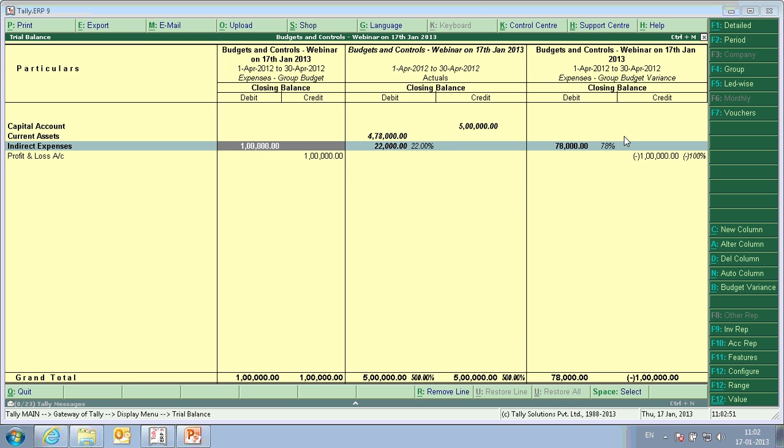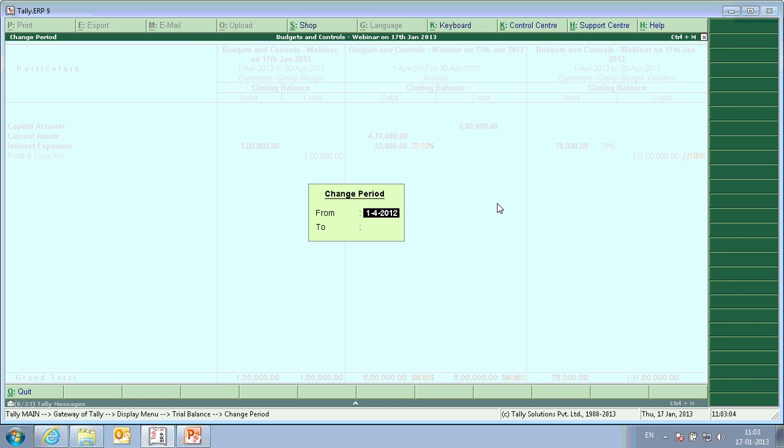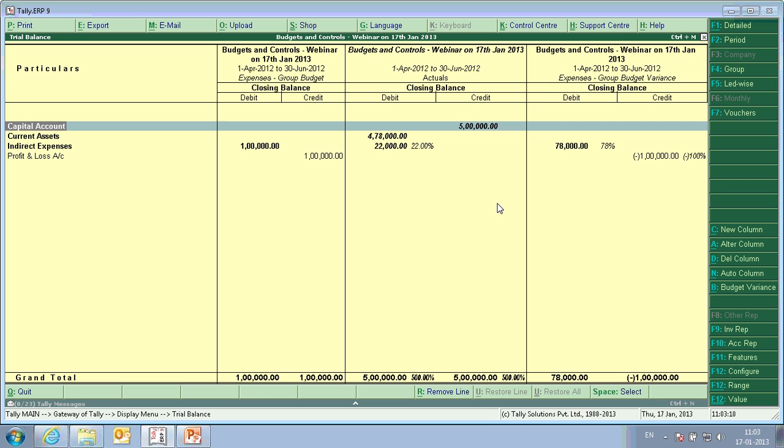Task says it's a monthly budget report. What about quarterly? See, if you want to change it to quarterly, you have to change the period, right? So it will show like that. But this budget we have done for a year, correct? That we need to understand. For a year, what is my total budget?